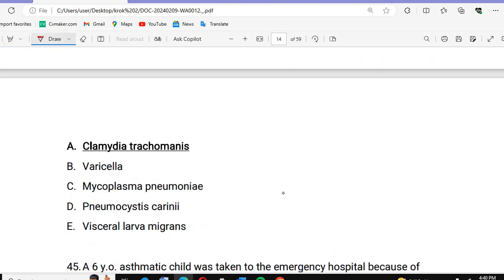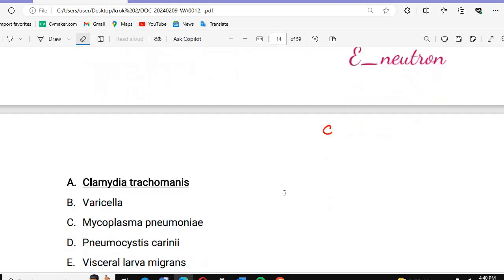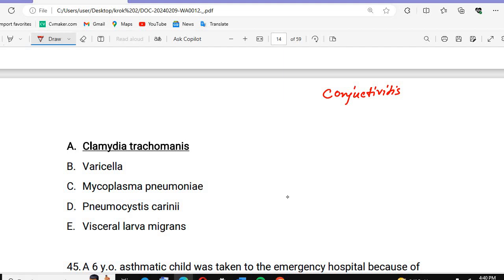Okay, I'm writing it here only. When we talk about conjunctivitis, three types are possible. It can be chemical conjunctivitis due to any chemicals, it could be gonococcal, or it could possibly be because of chlamydia.